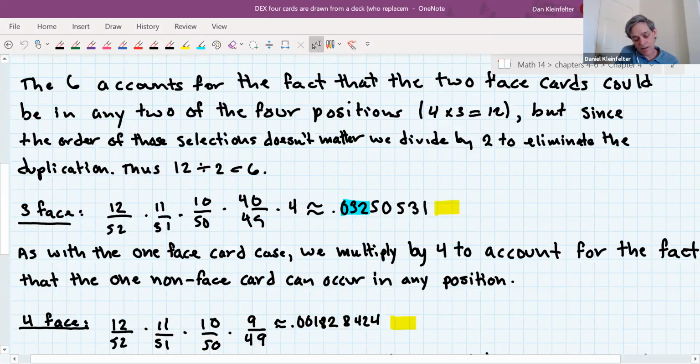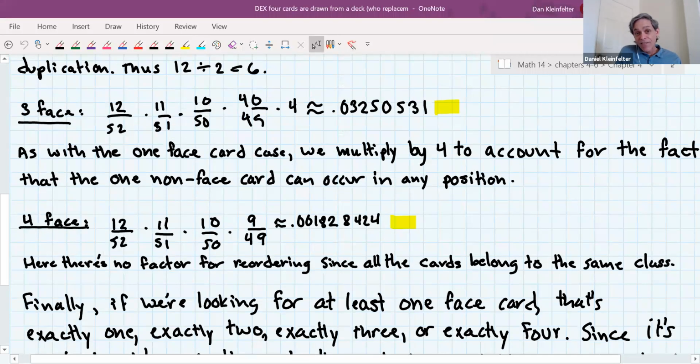So that's relatively small. Finally, 4 face cards. It's the same 52 down to 49 in the denominators, and we're only picking face cards this time, 12, 11, 10, and 9. Okay, and this time there's no non-face cards to be chosen, so there's no multiplier. It's only about 0.002 almost, the probability for that occurring.